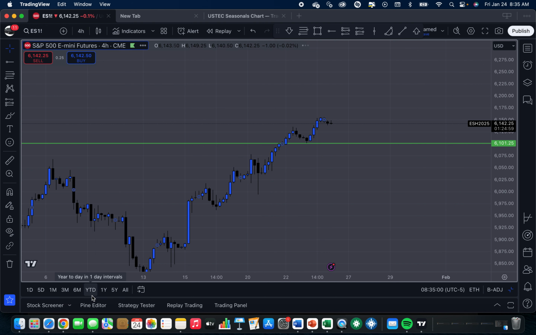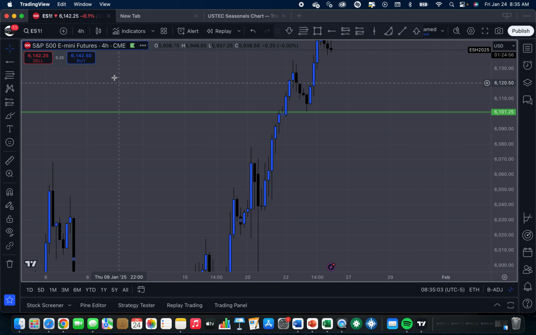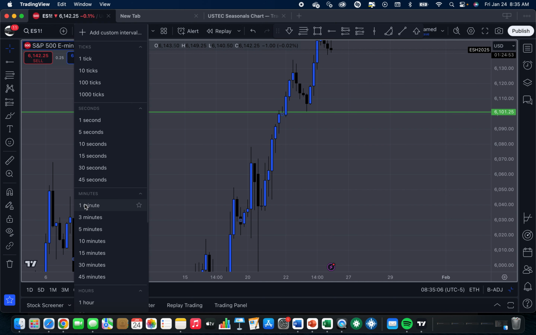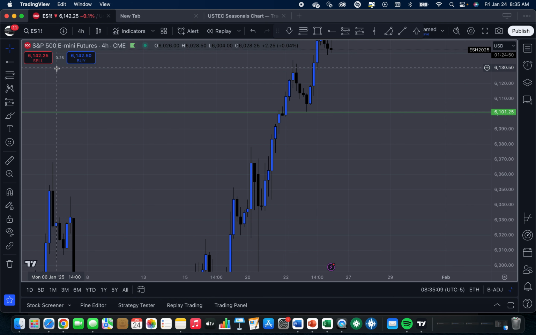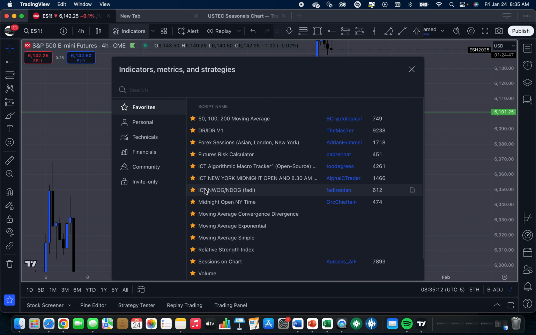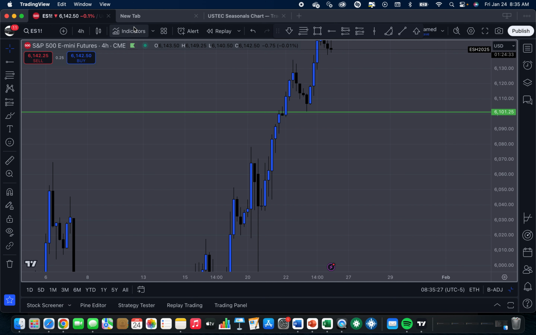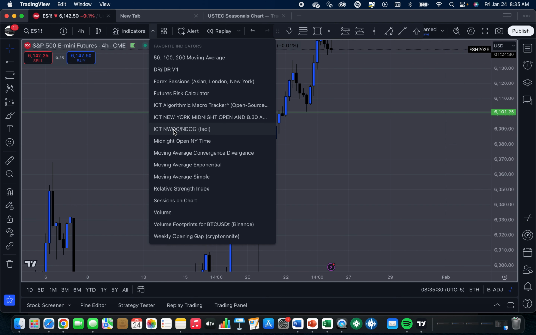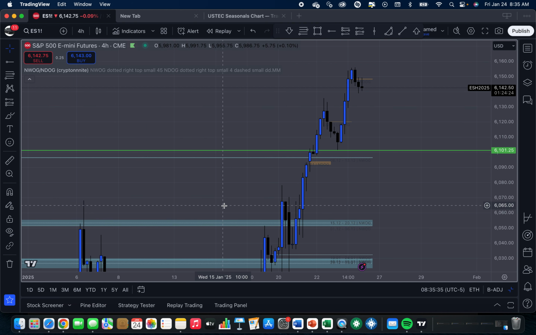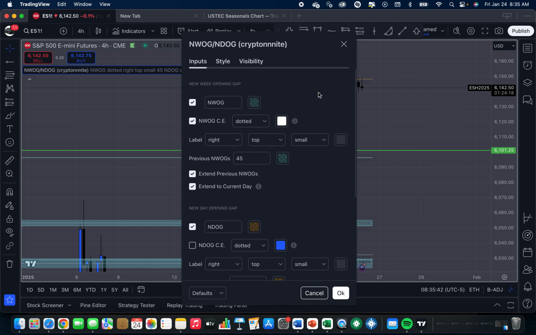If we start dropping into the 4 hour, well, actually not the 4 hour here. Let's go down to the, where is my new week opening gaps? That is so weird. Whoa, that's not what I want. Bear with me here, guys. Weekly opening gap. Bang, there we go. 45. I don't want 45 of them. I want a cool 9.